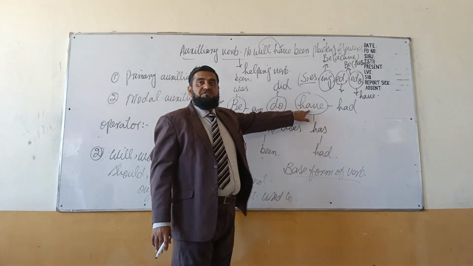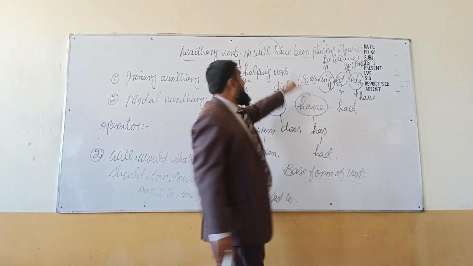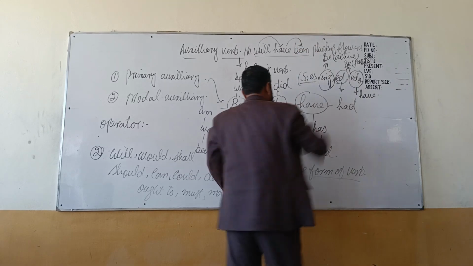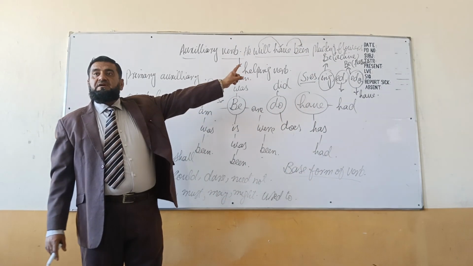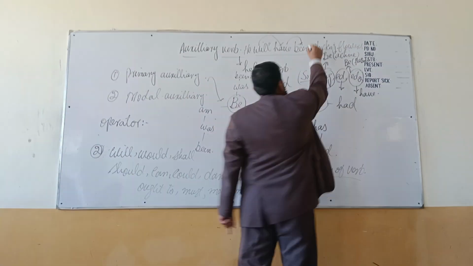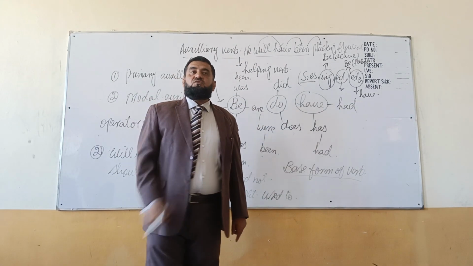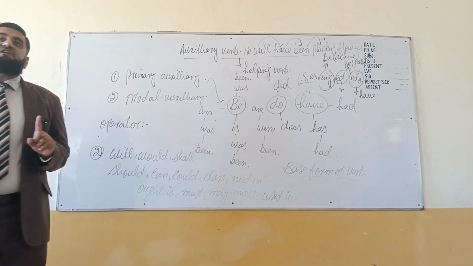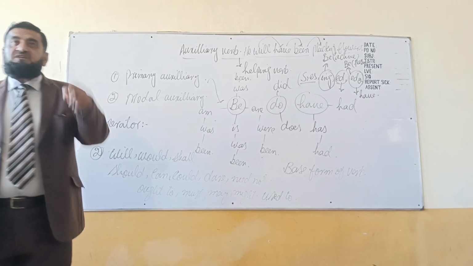So have is the base form. After have, the third form will be used, so been is the third form of be. After the be auxiliary, when the sentence is active, the ing form will be used. So keep in mind one law: the verb will follow the nearest auxiliary.